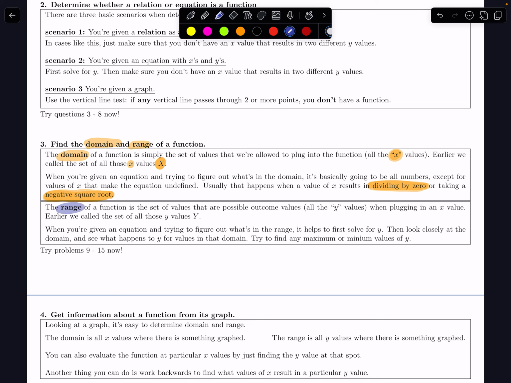Now, the range of a function. Oh, I like this color combination, blue and orange.